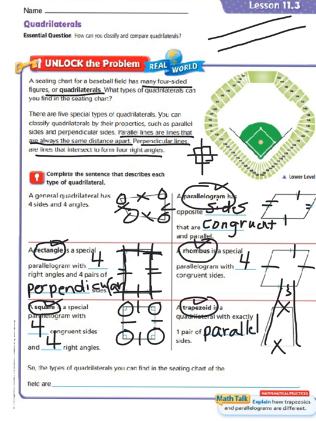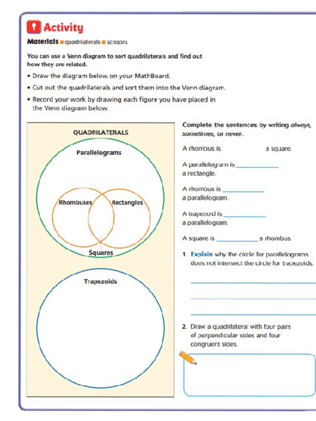Now, let's take a look at our activity for this lesson. You can use a Venn diagram to sort quadrilaterals and find out how they are related. So we have to draw the diagram. We have that below, on your page, our diagram.